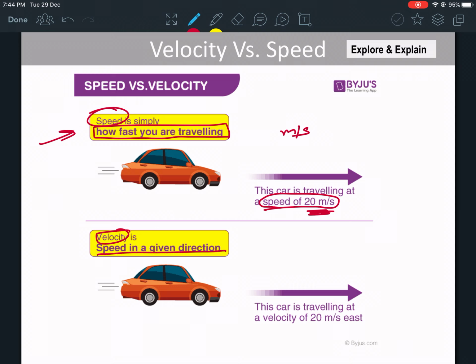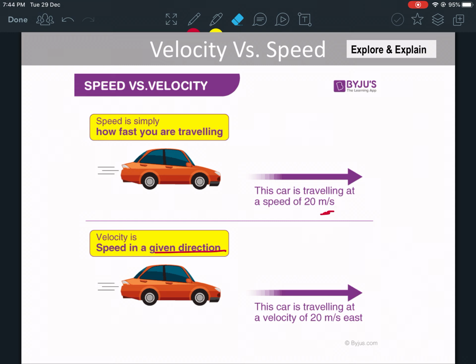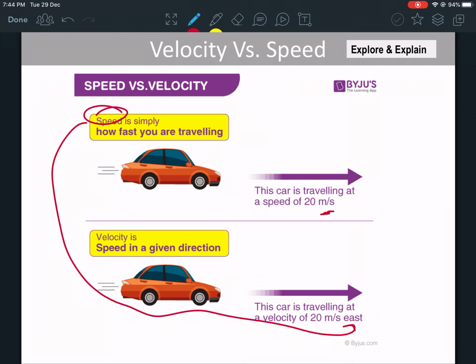For example, this car is traveling at 20 meters per second east. They gave you a direction. A direction can be east, west, up, down, left, right. It can be anything. Okay, so if you're given speed with a direction, it's no longer called speed. We call it velocity because they gave you the direction.